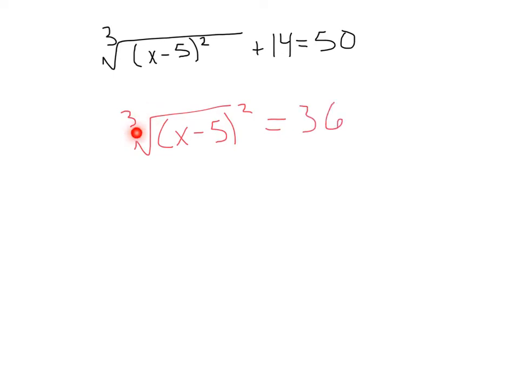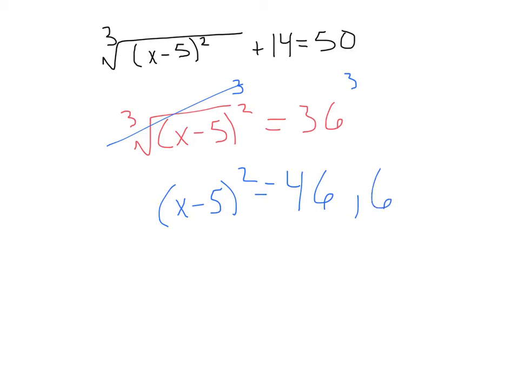Next, I need to clear this cube root. Instead of squaring, I'm going to cube it because this is a cube root. So I'll do to the third power of both sides. That'll cancel, leaving me with (x minus 5) squared equals 36 cubed. Let's see, that's going to be 46,656. Let me make my equal sign a little more defined.